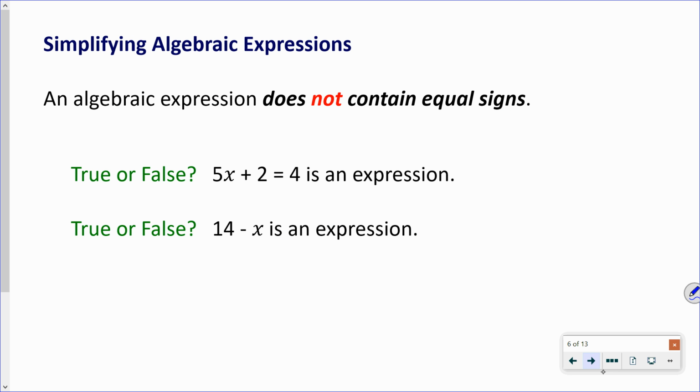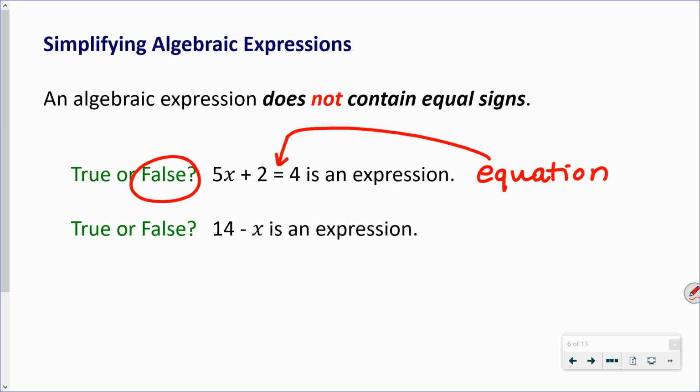So one of the things we want to go over is the difference between an expression and an equation. An algebraic expression does not include equal signs. So in this true-false here, the first one says true-false, 5x plus 2 equals 4 is an expression. This one is a big false because it has an equal sign in it, and that makes it an equation. So if you want to see that word written out, an equation has an equal sign in it. An expression does not.